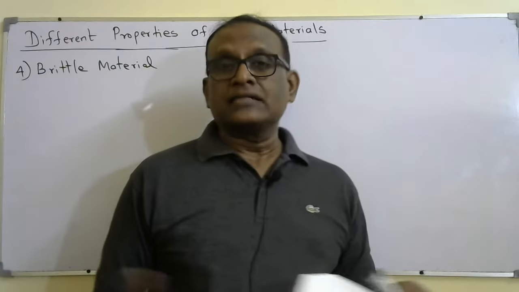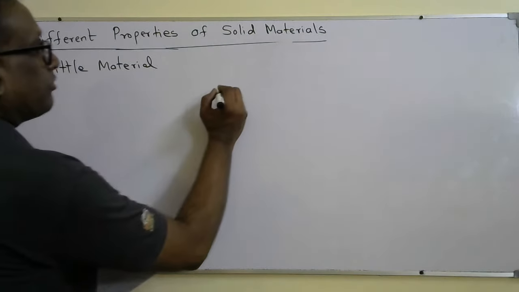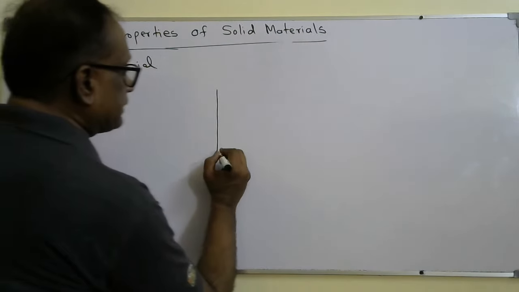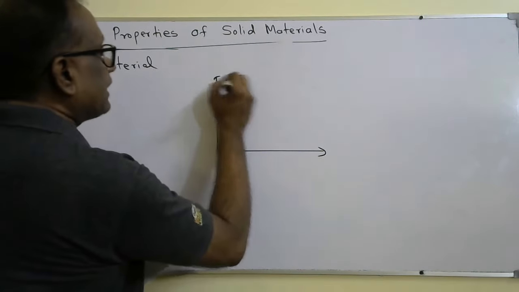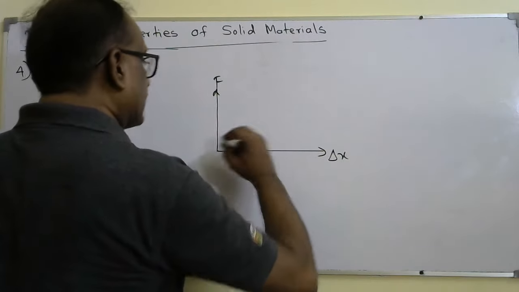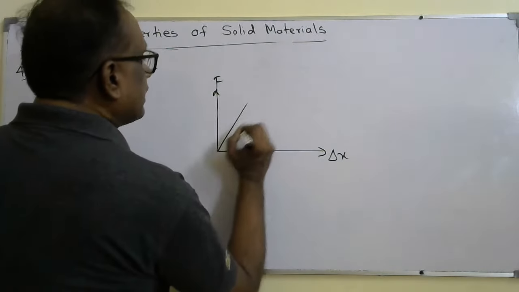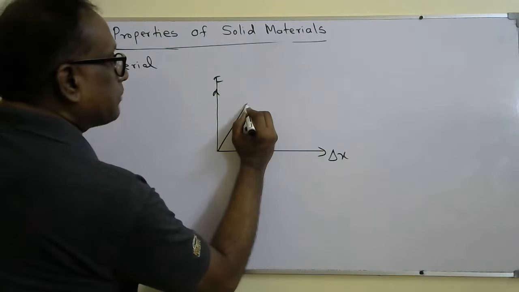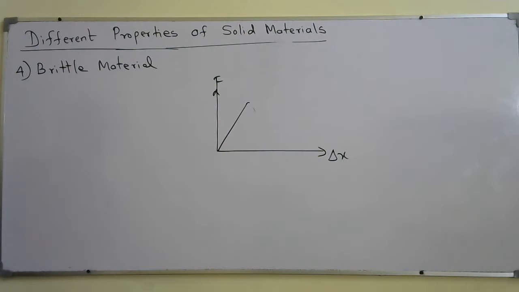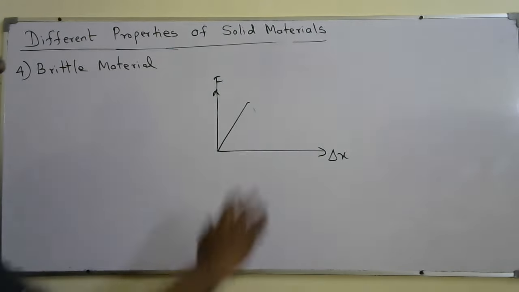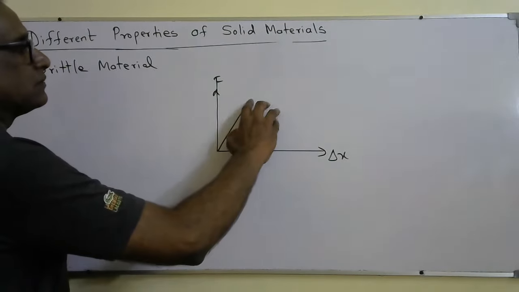If you plot a graph of force against extension or compression, or stress against strain, the graph will be like this. There will be a straight line portion, but very small plastic deformation. That is brittle material. Almost no plastic deformation. We can say no plastic deformation.